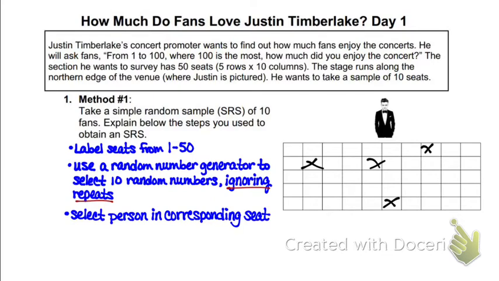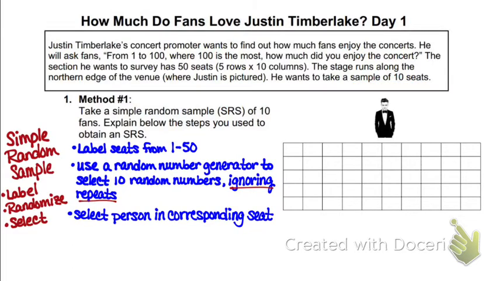So simple random sampling, SRS, you label everybody. We use a random number generator to pick out however many we're sampling. In this case, it's 10. And then we select the people in those corresponding seats. Label, randomize, select. That's what we do for an SRS.